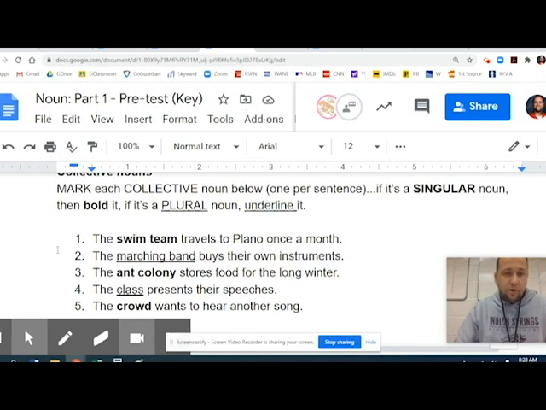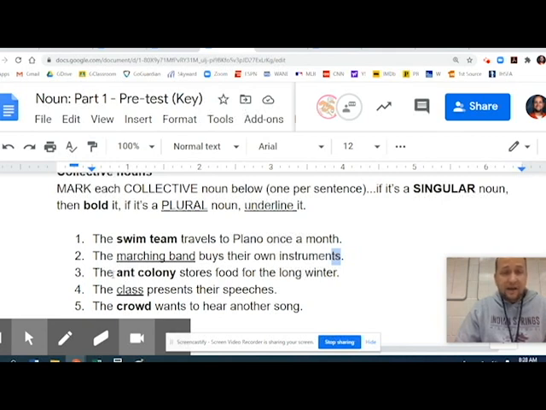Number two, the marching band buys their own instruments. Marching band, there's a lot of people collectively in a band. Now we have to figure out if we're talking about them in the singular or plural, and there are some clues. We'd see instruments is plural, and so we're talking about multiple, deals with purchasing.